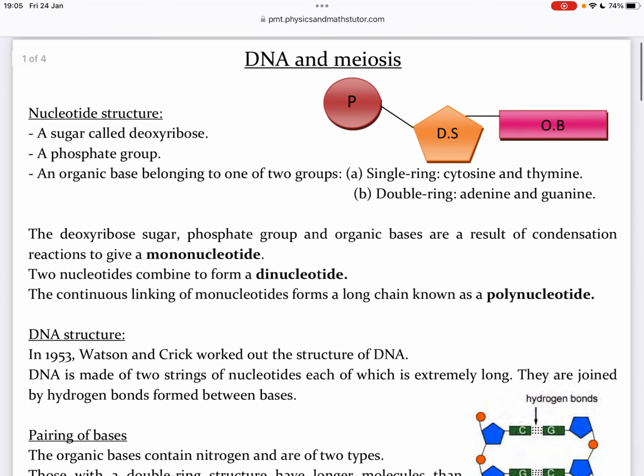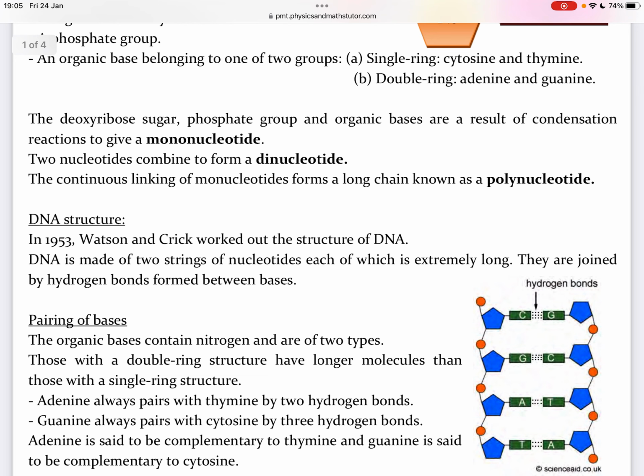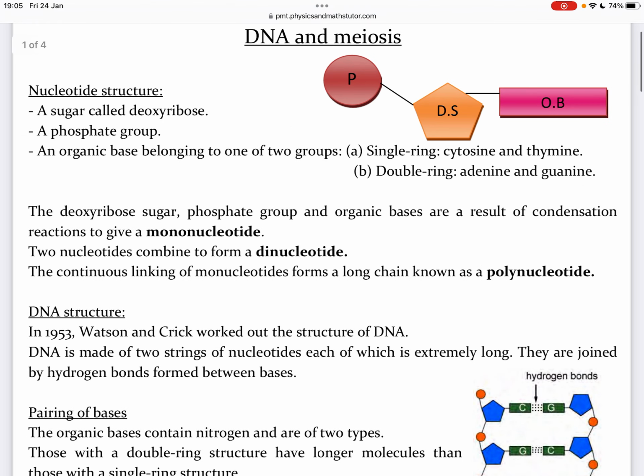After that, let's talk more about it. The deoxyribose sugar, phosphate group, and organic bases are joined by condensation reactions to give a mononucleotide. Two nucleotides combine to form a dinucleotide. The continuation of mononucleotides forms a long chain known as a polynucleotide.